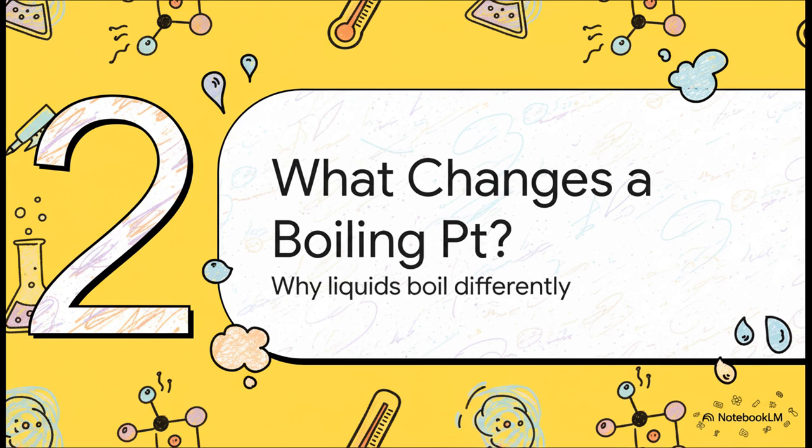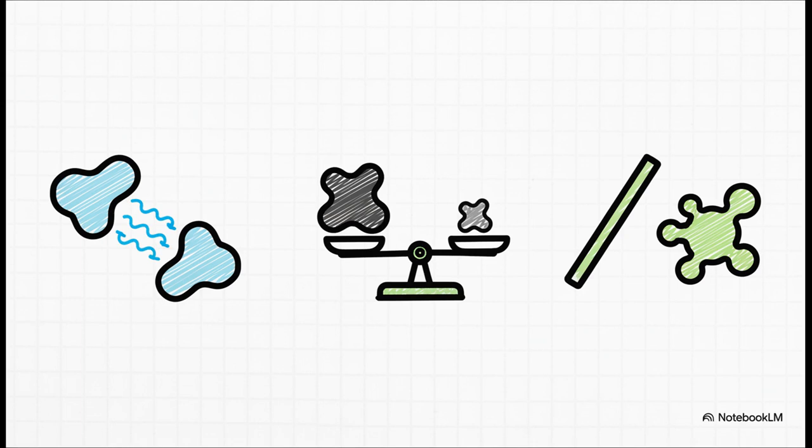Right, so what actually changes a boiling point? If boiling is all about this pressure battle, why do different liquids boil at totally different temperatures? You know, water boils at 100 Celsius, but something like ethanol boils way down at 78. What gives? Let's dig in. Well, it basically boils down to three main things: how strongly the molecules stick to each other, how heavy they are, and even what shape they're in. Let's take a look at each of these.